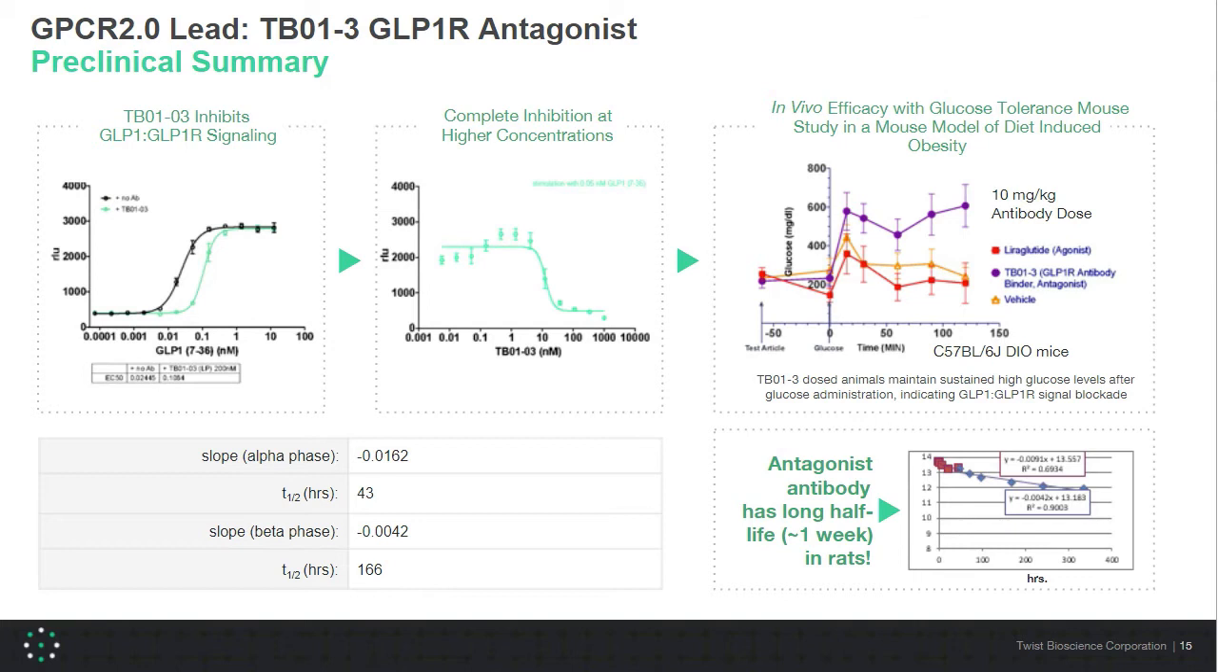We've also shown that this antibody has a very long half-life, over a week in rats, indicating that even though it's an unusual antibody and has a motif that binds to GLP-1R, we're able to show that these antibodies have a very similar half-life to any other antibody you may be using in your own particular discovery studies.